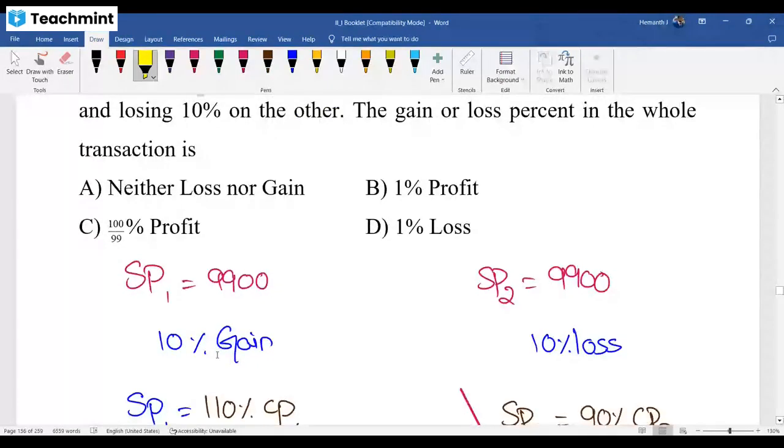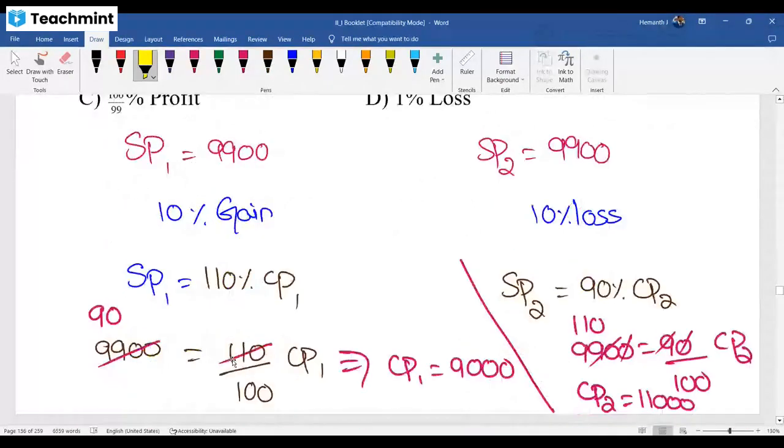Depending on that, you will write the relation between SP and CP. If it is profit, SP1 with 10% profit means 110%. 20% profit means 120% SP. 20% loss means 80%. Then you can calculate CP. Once you got CP, CP1 plus CP2 plus CP3 is the overall CP. With overall CP and overall SP, you decide whether it is profit or loss. Simple.